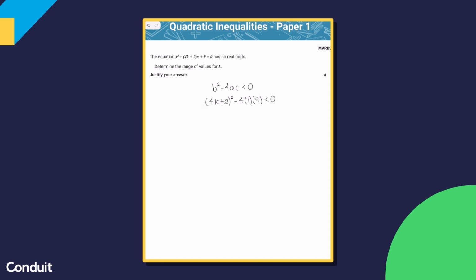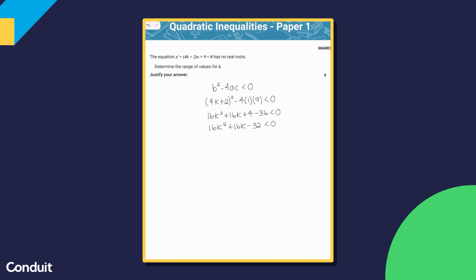I can now start to expand and simplify. Expanding the brackets, I get 16k squared plus 16k plus 4. 4 times 1 times 9 gives me, take away 36. Tidying this up further gives me 16k squared plus 16k minus 32 is less than 0.